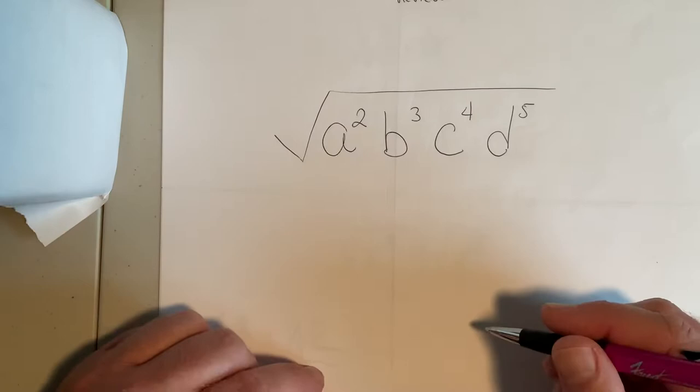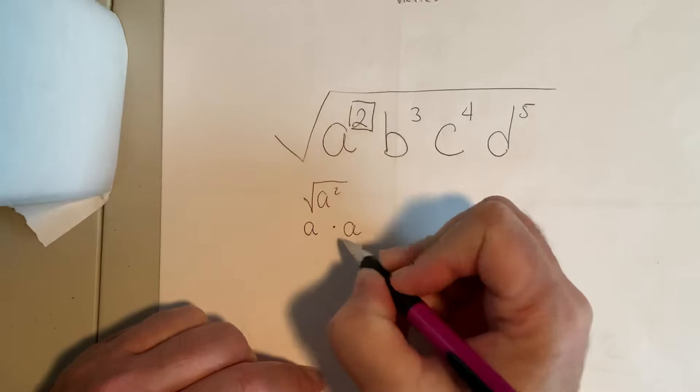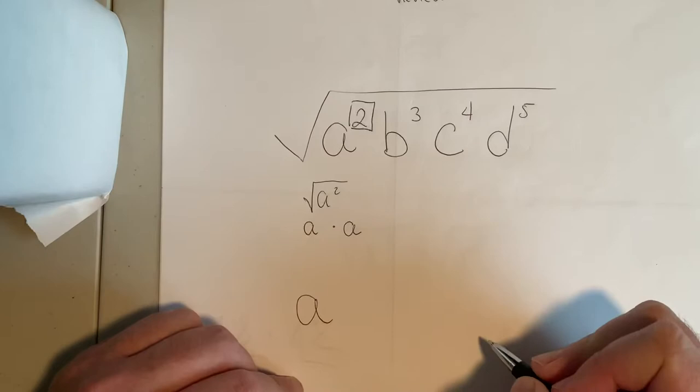If you think about it, to get a squared, you're going to take a times a. That would give you a squared, because remember, when you have like bases, you add the exponents. So radical a squared simply would be a. So when we get done, we're going to have that outside our radical sign. All right, it's going to be on the outside.